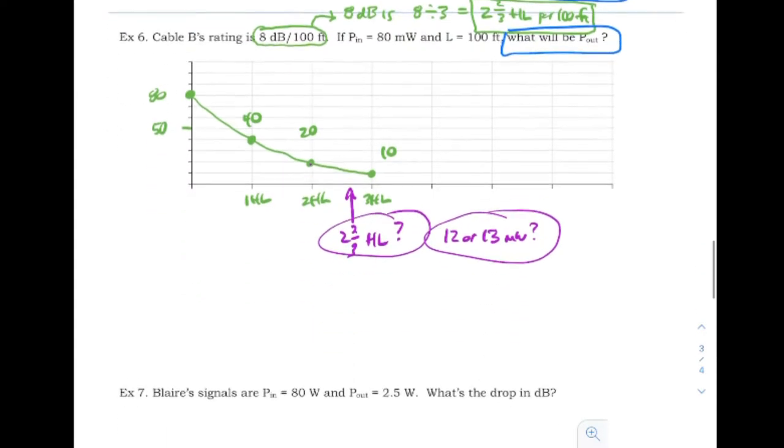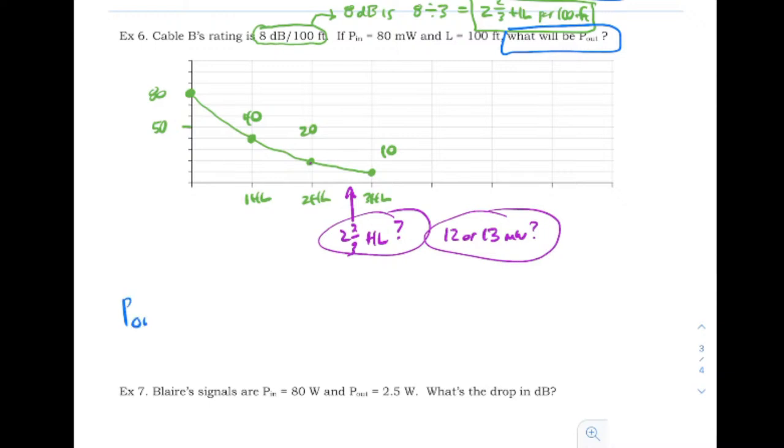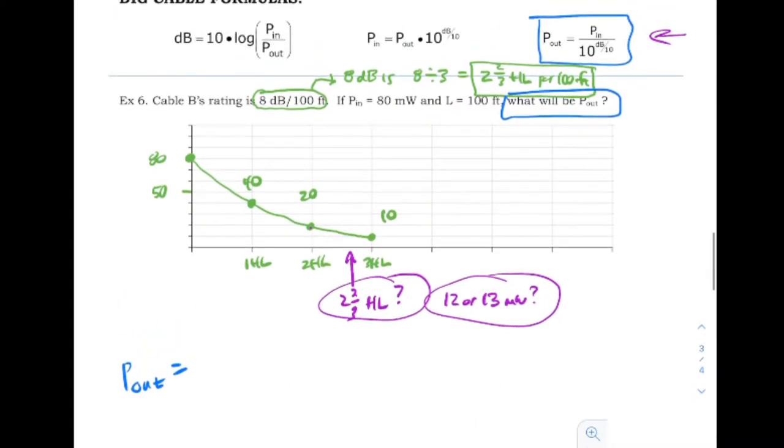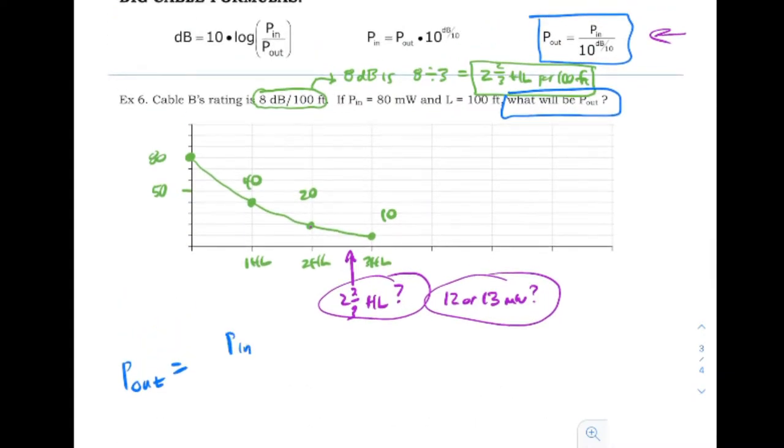Here's how that formula works. I'm going to just copy it over here. Output power is, and what does that say? It says take the input power on top and divide it by 10, and that's an exponent on the 10. And it's not decibels, it's decibels over 10. So our input power was 80. 10 to the... Now how many decibels did we drop? We dropped 8 decibels. It said 8 decibels per 100 feet. And we had 100 feet, so it was 8 decibels.